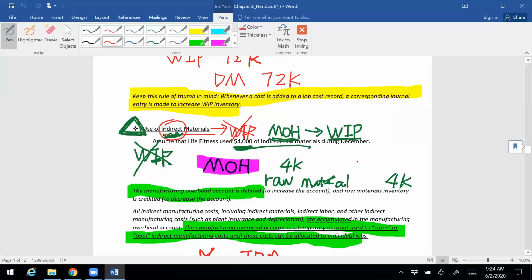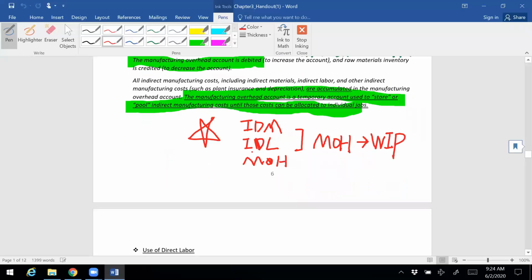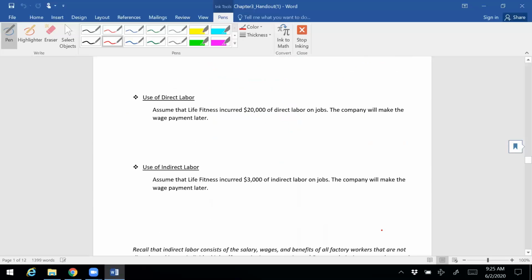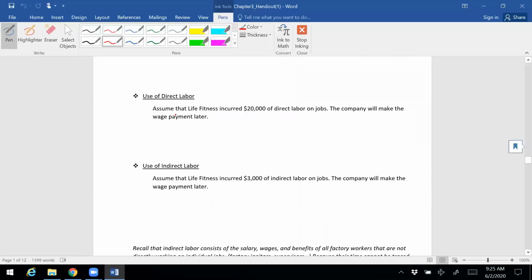It's really important. For indirect material, indirect labor, and other manufacturing overhead, it goes to manufacturing overhead when it happens, and when you allocate it to that specific job, it goes to work in process.